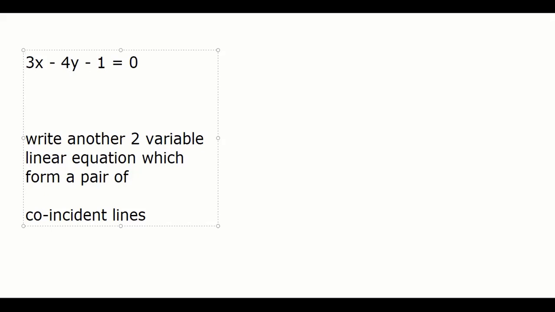Understand everybody how to do it? Here we need coincident lines, Skand. Matlab, Skand? Sir, both lines lie on each other. Right. So obviously everything will be multiple of each other. So suppose I multiply by 3. So 9x minus 12y minus 3. That's it. Now tell me everybody, any one of you has any confusion on this type of question?